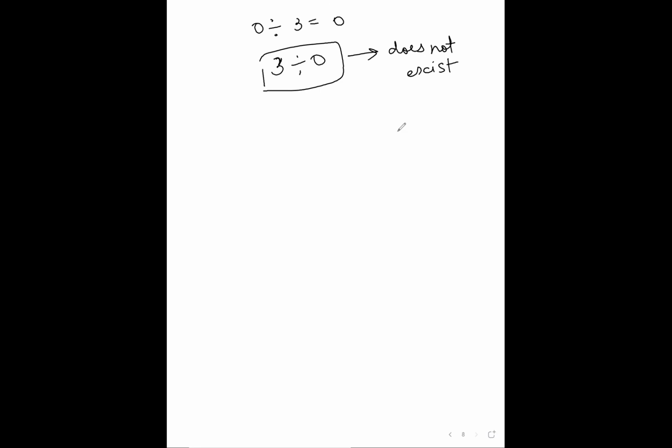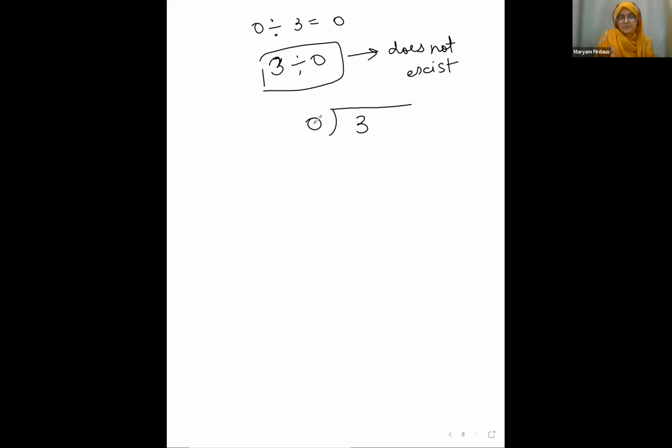Okay, why? Can you explain why? Because 0 is like a non-existing number. No, 0 is not a non-existing number. Like it doesn't have a multiple. Okay, see, let's try to divide it. So here is my 3 and here is my 0. That's how we do division, remember?